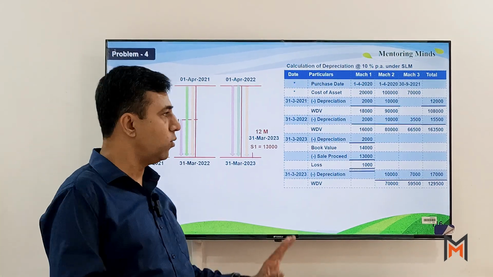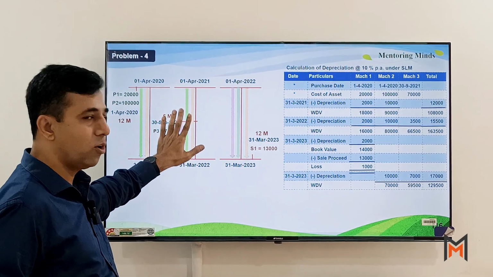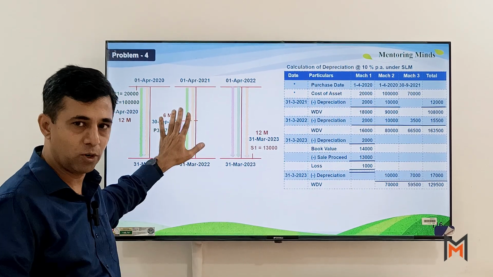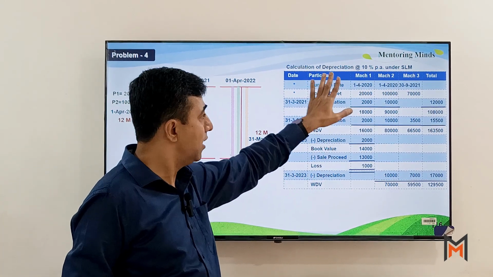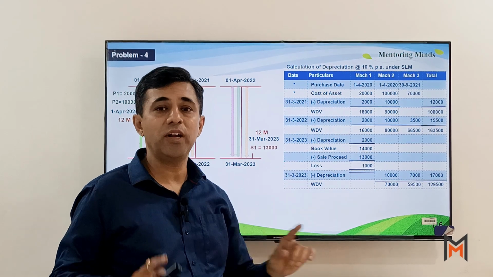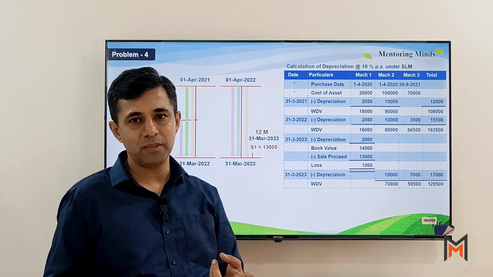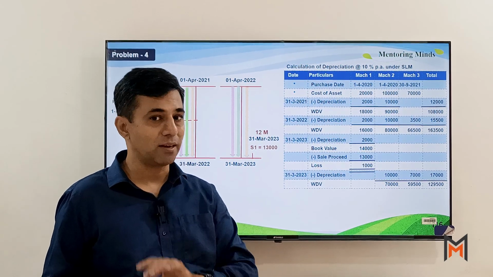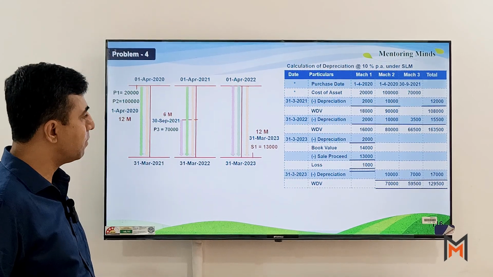So this is how the second step is. First step, you are going to calculate the timeline, or present the entire sum on a timeline, and the second step is calculation of depreciation. If we make a mistake here, it will have a multiplier effect, meaning one mistake will give birth to another mistake, and ultimately our marks will be reduced. So you have to be careful in the calculation.